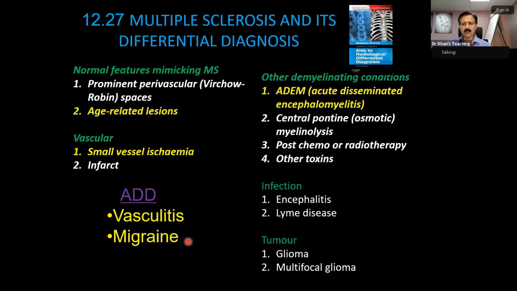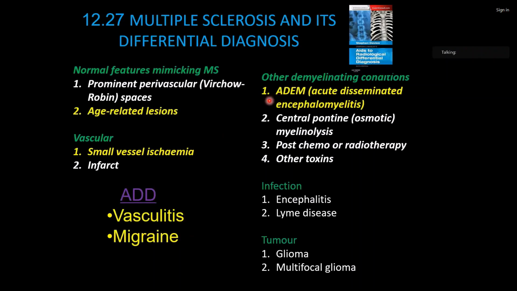In migraine, there will be quite usual subcortical, this will be subcortical, so that's different. Usually subcortical white matter abnormalities. We will come back to the features of the plaques of demyelination in MS, but these are subcortical. So these two should always be in your mind.